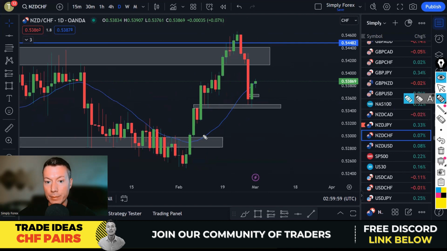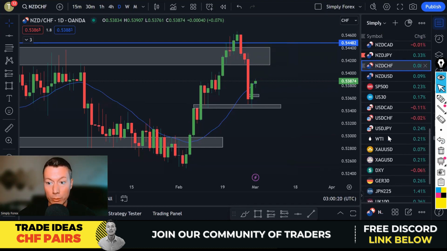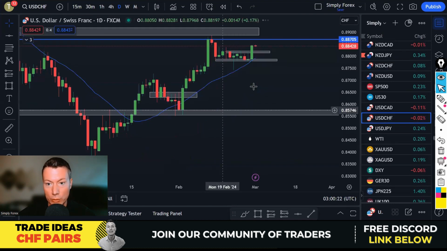It really does, because I would even say there's a little higher low there. We're in this uptrend. And we've had a nice bullish reaction at this last piece of support. And you've got the most amount of room to move into here. All right, so New Zealand Swiss franc buy. And also we like US dollar Swiss franc.